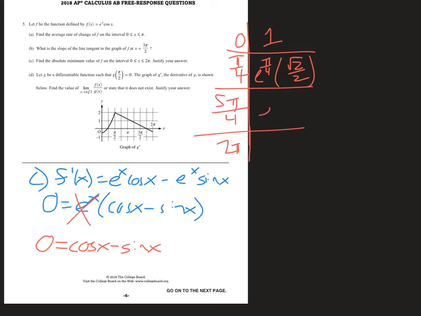And then e to the 5 pi over 4 times negative root 2 over 2. And then e to the 2 pi times 1. And remember, when I'm plugging those values in, I'm plugging those into the original function, because I'm saying these are the possible x values where the original function has an absolute minimum.